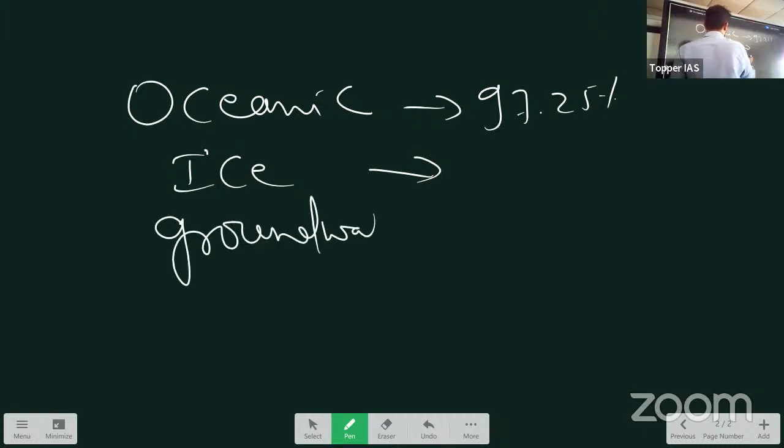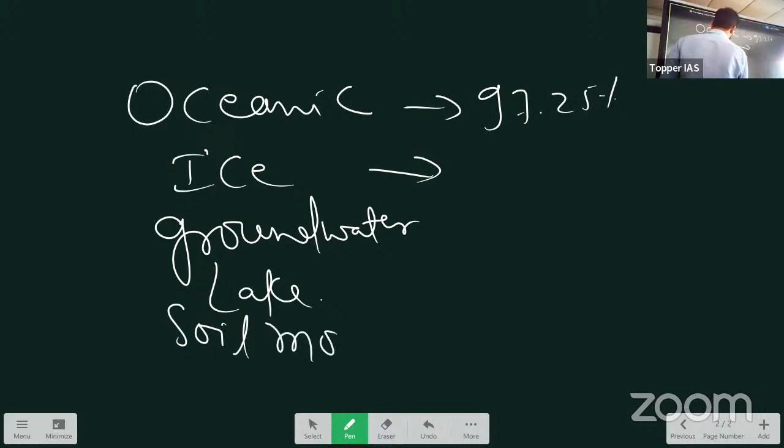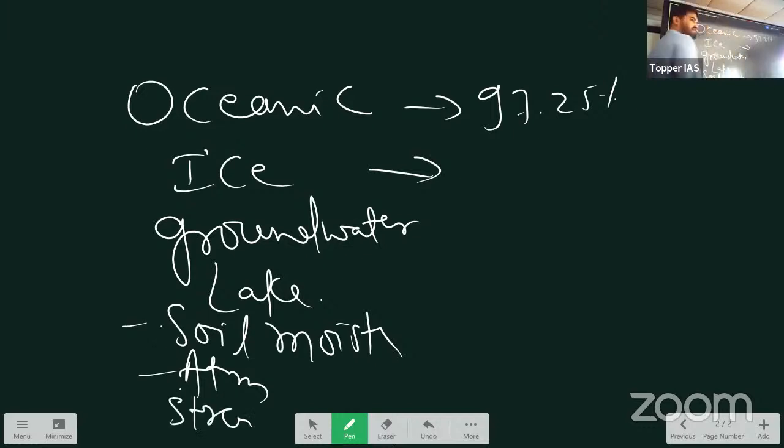Yes. Next, lakes. Next, soil moisture or atmosphere? Soil moisture. Next, you still get confused. Between soil moisture and atmosphere you get confused. Atmosphere. Next, streams and rivers. And last, biosphere. Right?